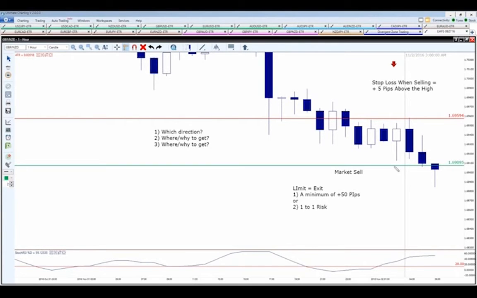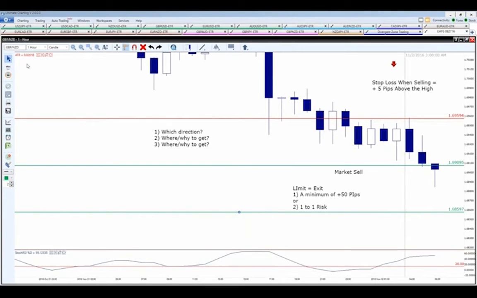Let's come in here and measure 50 pips. It's going to be right about there at 1.6859. Let me just double check. And yeah, there's our target. So this is going to help us answer these 3 questions. Number 1, which direction do we believe it's going? We got triggered selling, so we believe the market's going down. Where did we get in? We got in 5 pips below the low of that candle. Where do we get out? Either a minimum of 50 pips or a 1-to-1 risk ratio.